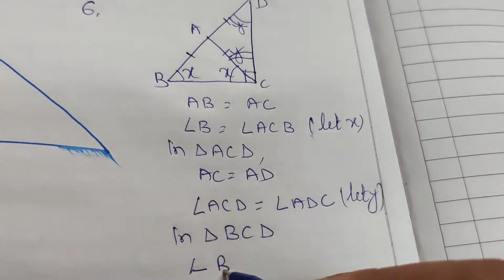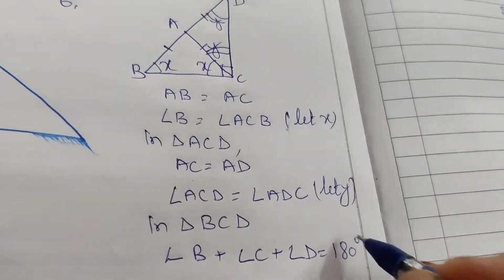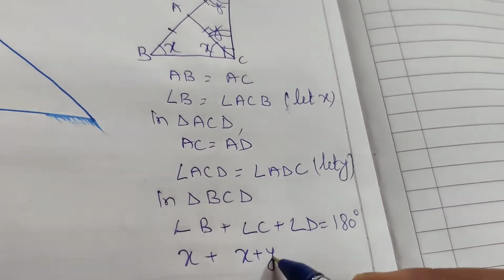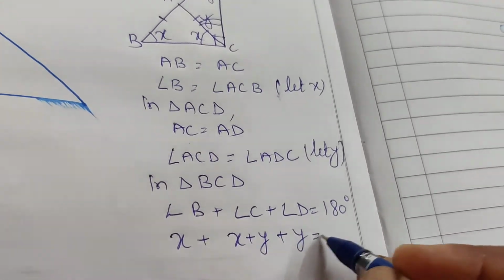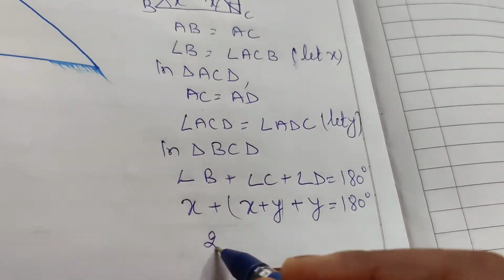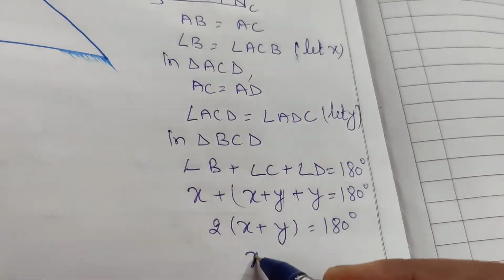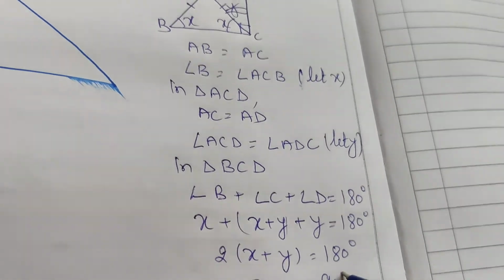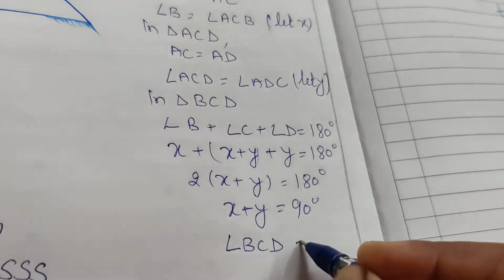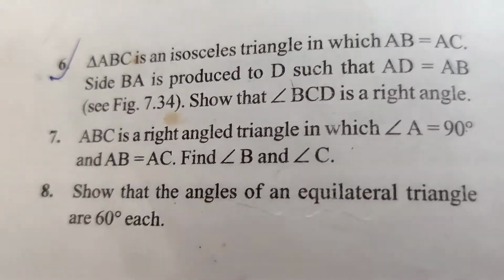angle B plus angle C plus angle D equal to 180 degree. Angle B equal to X, angle C is X plus Y, and angle D is Y. So 2 times (X plus Y) equal to 180 degree. X plus Y equal to 90. And X plus Y is equal to angle C. Angle C, that is angle BCD, equal to 90 degree. Proved. Next question.